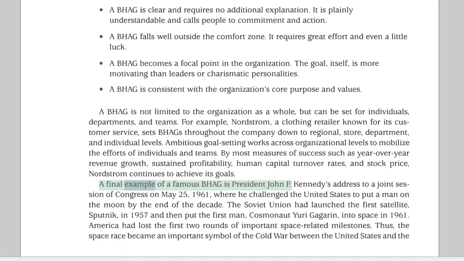A final example of a famous BHAG is President John F. Kennedy's address to a joint session of Congress on May 25, 1961, where he challenged the United States to put a man on the moon by the end of the decade.